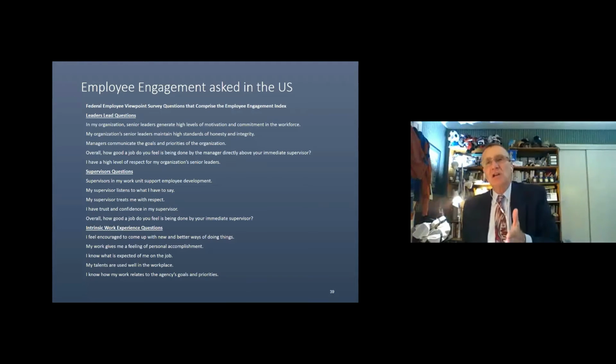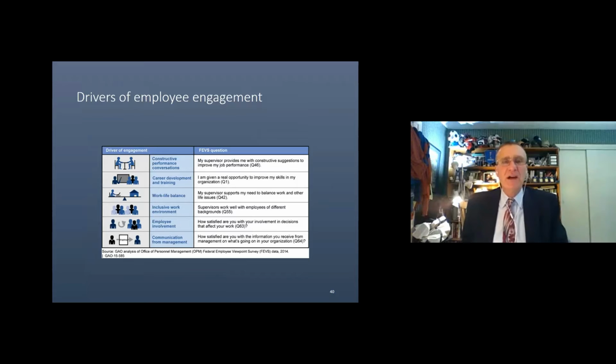And we focus on engagement because the academic literature has shown that engagement, more than satisfaction, more than improvement, is what gives you better mission performance. And so you want engaged employees. So what are the questions that are most important? And we found that there are 6.